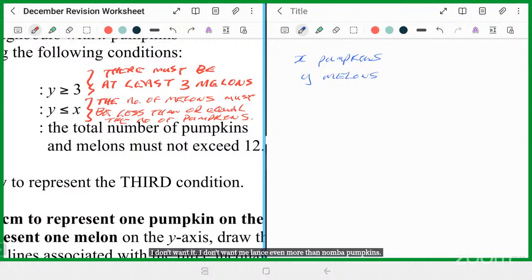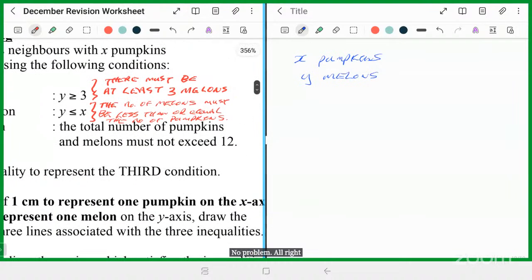The number of melons must be no more than the number of pumpkins. That must not be more. It can be equal. By saying that it can't be more, you're basically saying it can be equal or less. There must be no more. The number of melons must be no more than the number of pumpkins. You get me? All right. No problem. All right. Next one now.